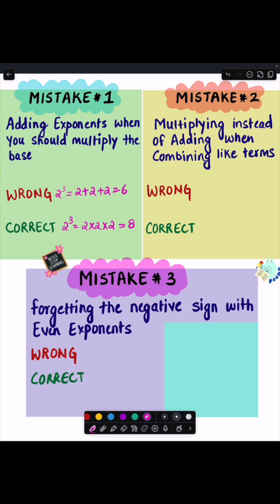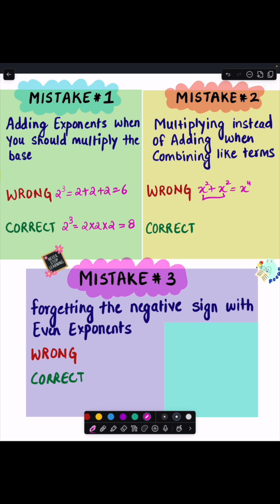Now mistake number 2. Multiplying instead of adding when combining like terms. For example, x square plus x square equals x raised to power 4. Now here students see two terms with the same exponent and think they should combine the exponents.